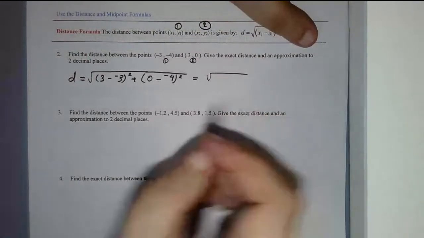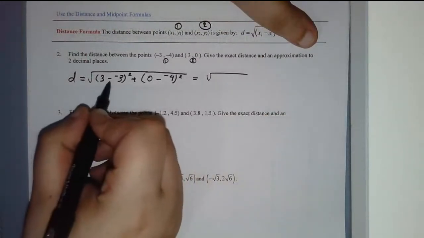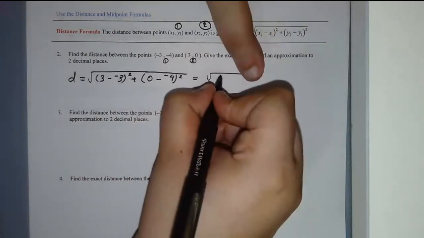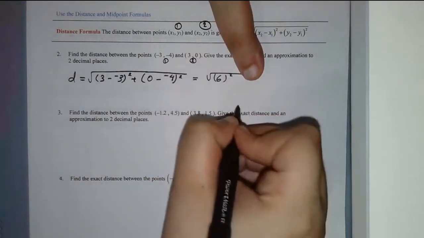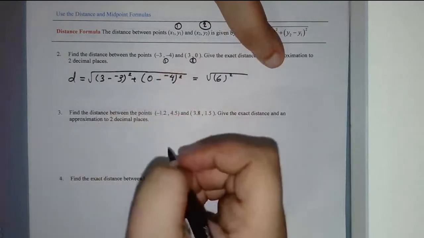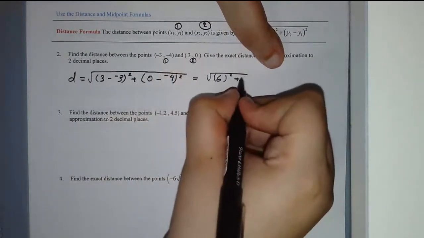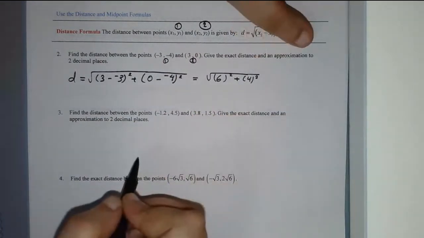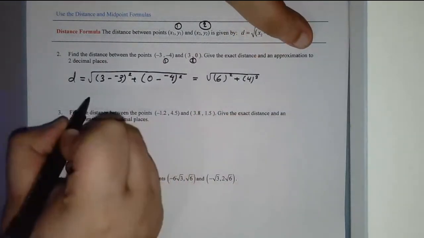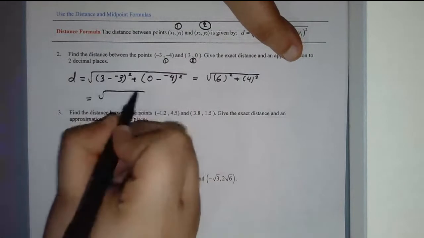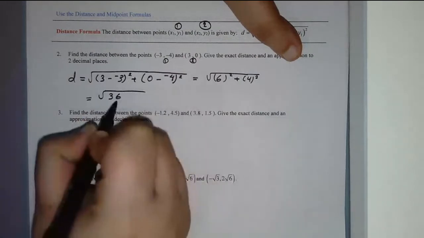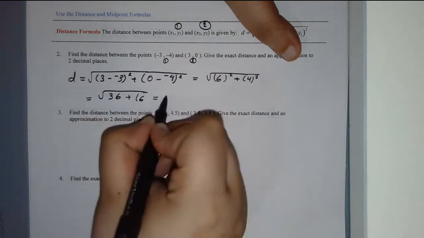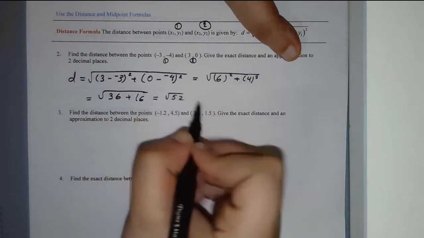Now, we have 3 minus negative 3 is positive 6 squared. And 0 minus negative 4 becomes positive 4, also squared. This is my new root, which equals what? We have root of 36, which is 6 squared, plus 16. This equals root of 52.